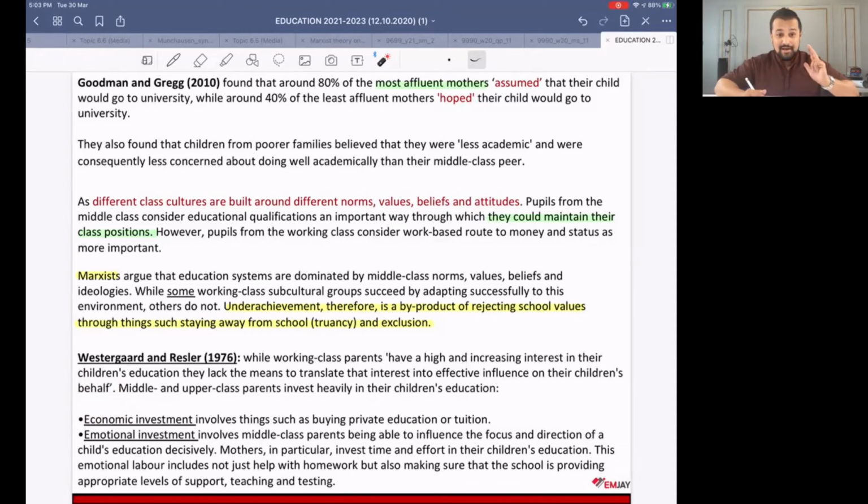Now, economic investment involves things such as buying private education or tuition. Emotional investment involves middle class parents being able to influence the focus and direction of a child's education decisively. Mothers in particular invest time and effort in their children's education. Do I need to explain this to you? All of you see this happening, right? Nowhere else but at your place, right? This emotional labor includes not just helping with homework, but also making sure that the school is providing appropriate levels of support, teaching, and testing.